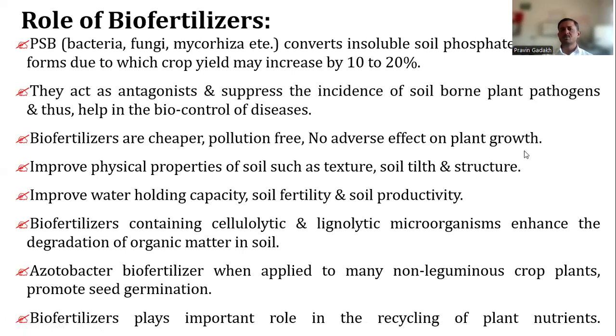Apart from that, phosphate solubilizing bacteria, fungi, and mycorrhiza convert insoluble soil phosphate into soluble form, due to which crop yield can be increased up to 10 to 25%. They act as antagonists and suppress the incidence of soil-borne plant pathogens, and thus help in the biocontrol of diseases. Biofertilizers are cheaper, pollution-free, with no adverse effect on crop plants or plant growth. They also improve the physical properties of soil, such as texture, soil tilth, and structure. They improve the water holding capacity of soil.